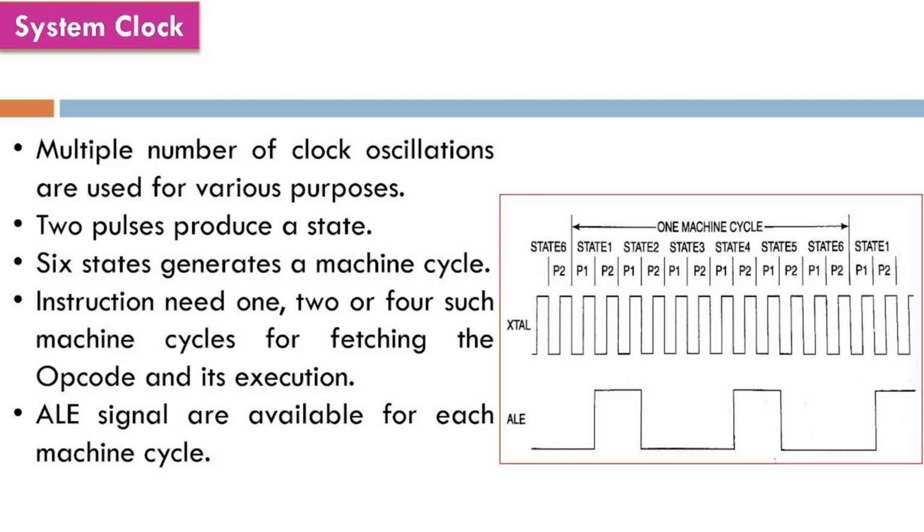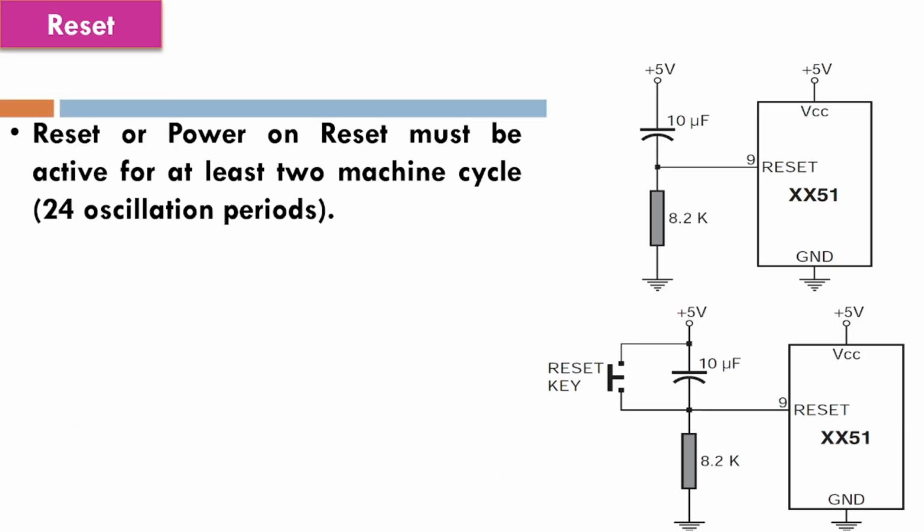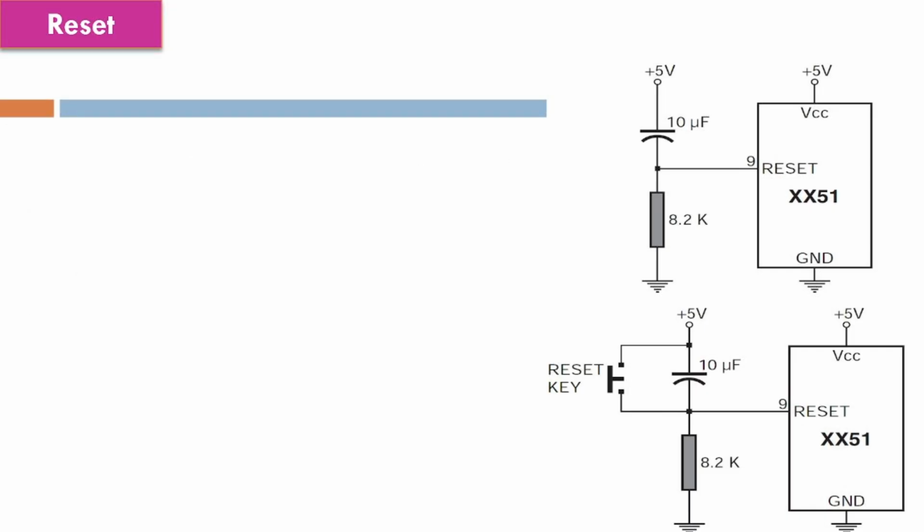Whenever the system boots or needs to restart, the reset mechanism is engaged. A reset, or power on reset, must be active for at least 2 machine cycles, which corresponds to 24 oscillation periods. During this exact time frame, many of the internal registers are cleanly initialized. Let's look at the 4 major things that happen during a reset.